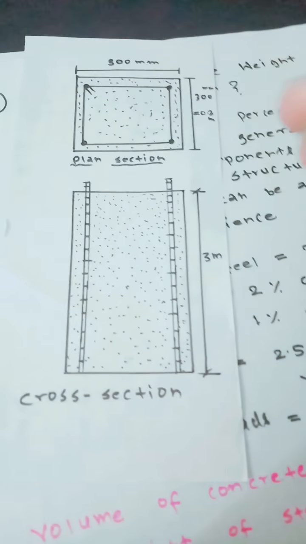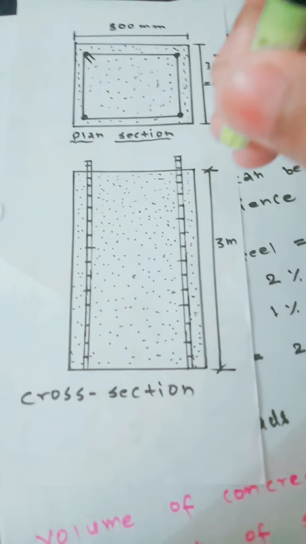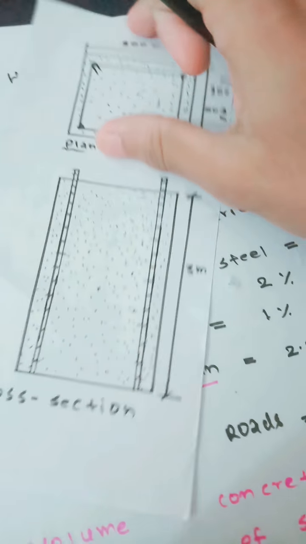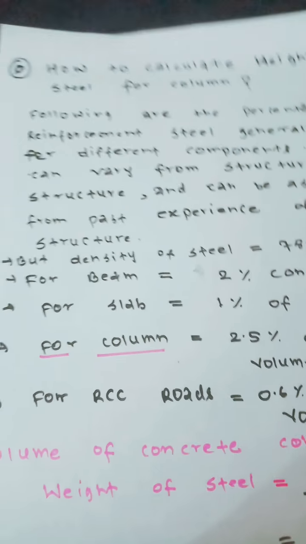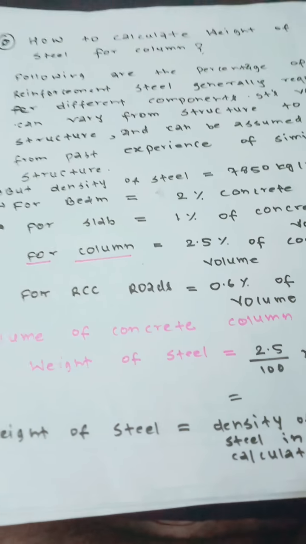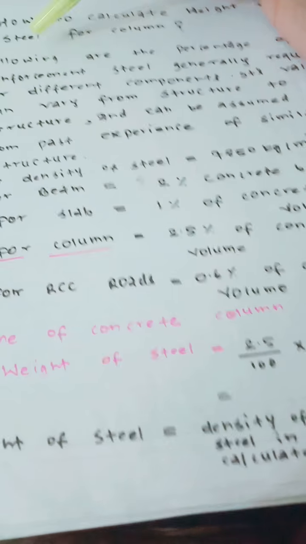There are so many rods, 4, 5, or 6 depending upon the house. The rods move upwards. So there is also a method to calculate how much steel is required in that column. This video is totally based upon that. So what is the question saying?